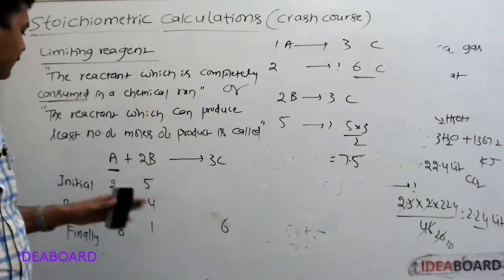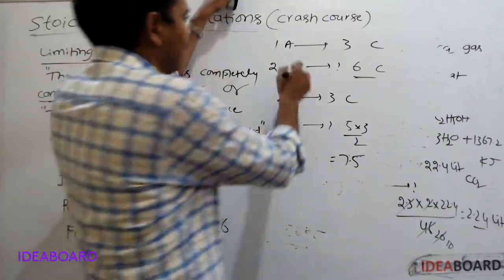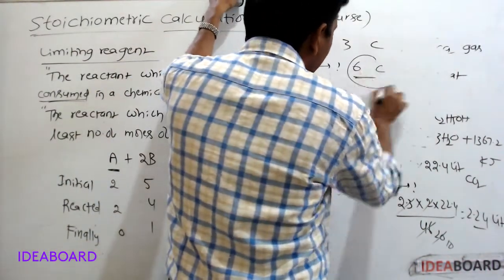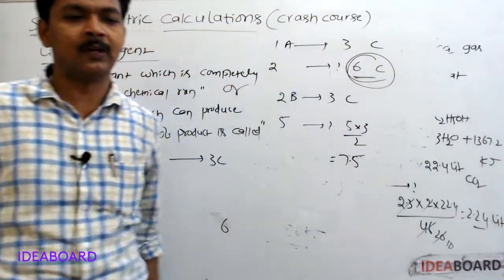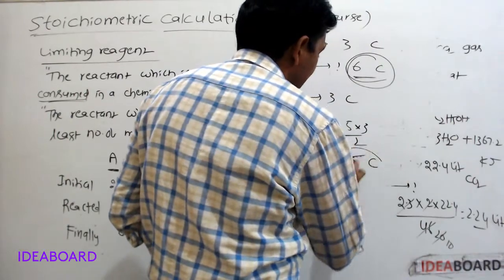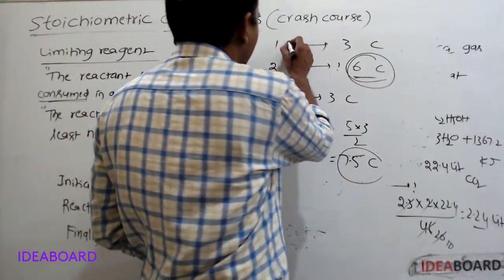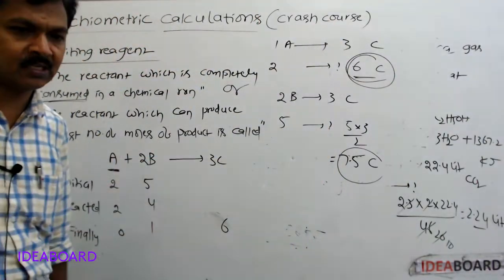The reactant which can produce the least number of moles of product is called the limiting reagent. If we take A as limiting reagent, number of moles of product formed is 6 only. If B is taken as limiting reagent, number of moles of product formed is 7.5 moles. So which one is producing the least number of moles of product? A. So it should be the limiting reagent.